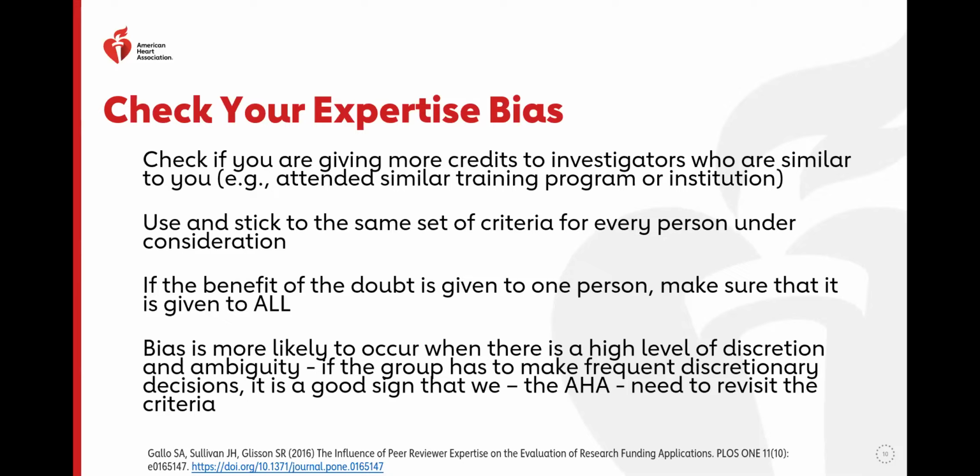Additionally, please be aware of the program to which the application has been submitted. Early career investigators and trainees are trying to get to your level, so they will be prone to more rookie mistakes. Bias is also more likely to occur when there's a high level of discretion and ambiguity. If the group has to make frequent discretionary decisions, it is a good sign that we, the AHA, need to revisit our peer review criteria. While you were recruited given your high expertise and seniority, please be cognizant that this is not an evaluation of what you know, but rather an evaluation of what the applicant has been asked to present in support of their proposal. We also strive to ensure our program announcements are uniform and explicit across programs to avoid ambiguity. And when in doubt, please ask AHA staff for guidance.